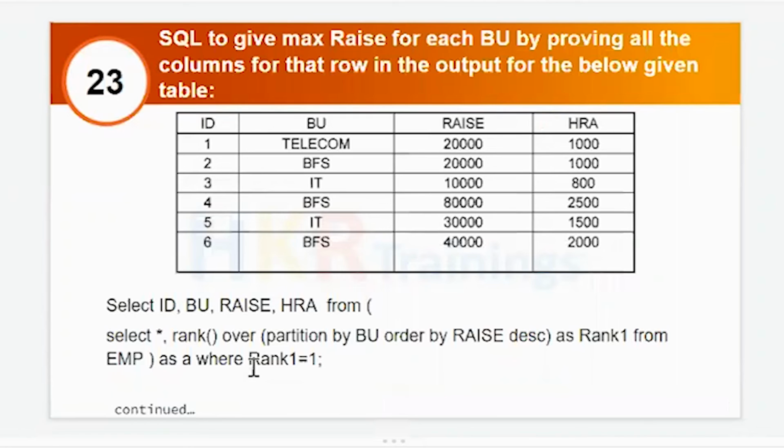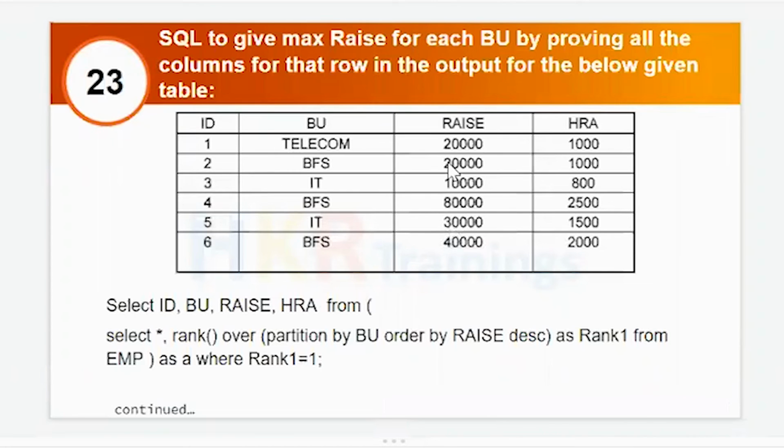See, there are two parts of the question. One we have already discussed. We are trying to find the maximum salary for each BU. Right, we have already discussed that. But the second part says we are not just looking for the BU and the salary column in the output. We are looking for all the columns in the output.